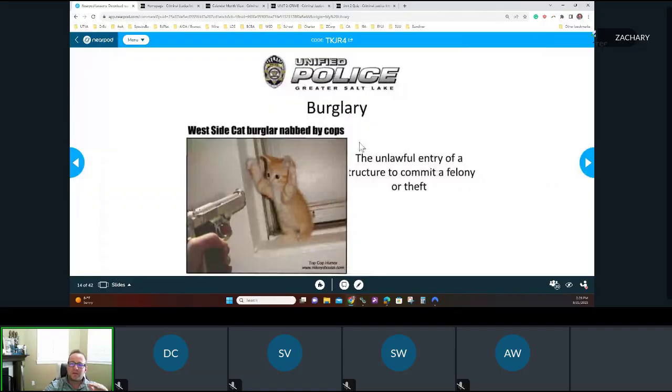Okay. This is where we have the difference. So burglary. Burglary is the unlawful entry of a structure to commit a felony or theft. So basically with a burglary, you're not really intimidating or doing violence. You're almost just sneaking into the place and getting it. Okay.